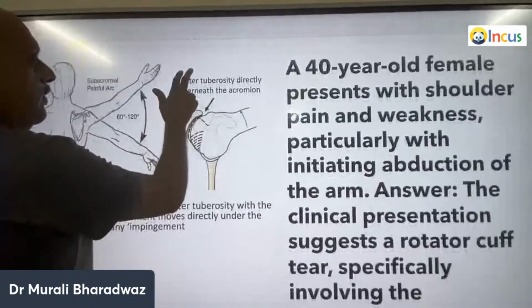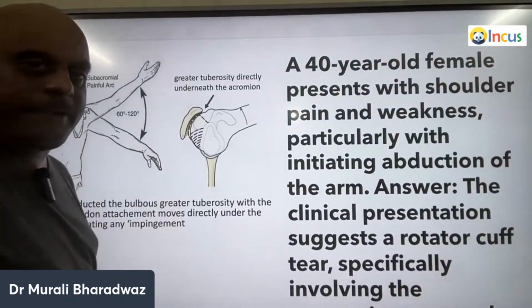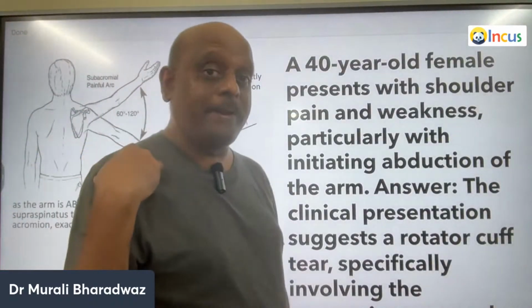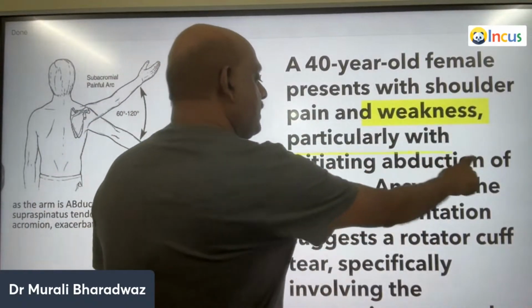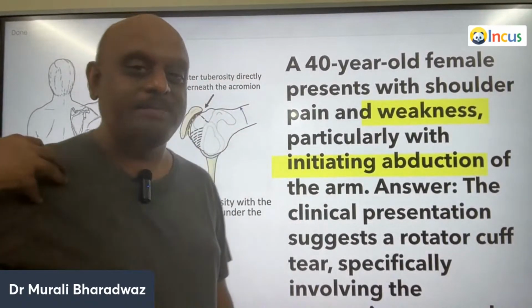Now, a 40-year-old female presents with shoulder pain with weakness, particularly while initiating abduction of the arm.